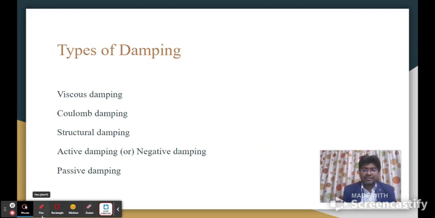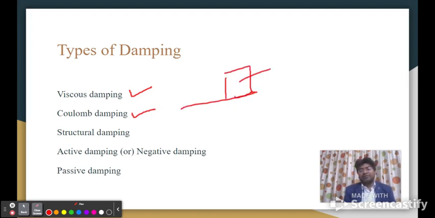Now, there are basically five types of damping available. Viscous damping, when the resistance to the motion is made because of the viscous medium of the fluid. And Coulomb damping, when the resistance is made due to friction. Like a body is kept over here, and if you want to move it, then the frictional force is acting against it. This is a kind of friction, Coulomb damping.